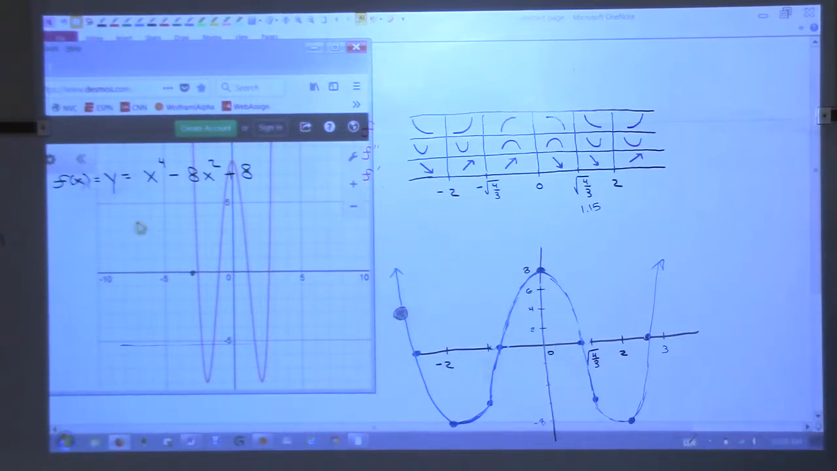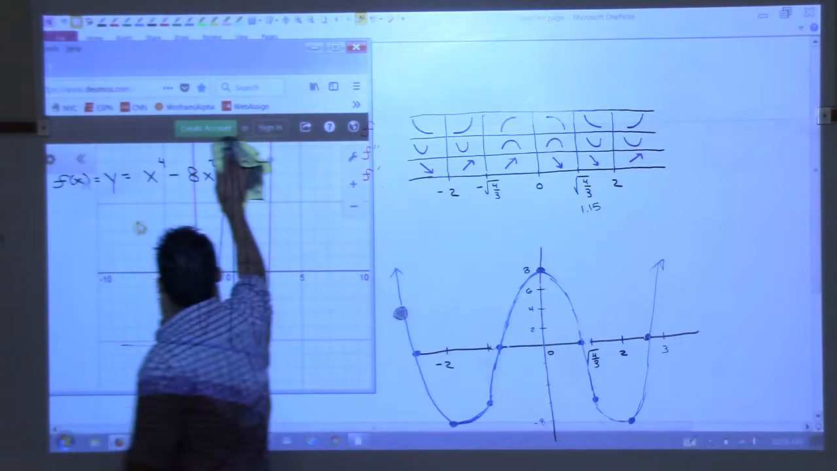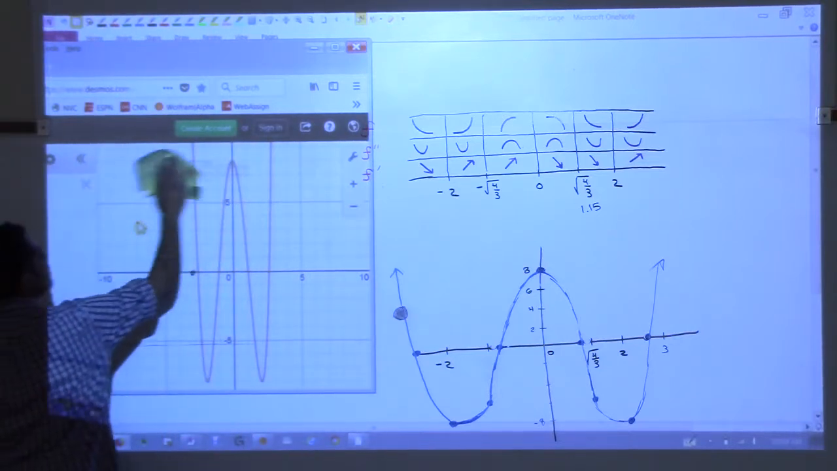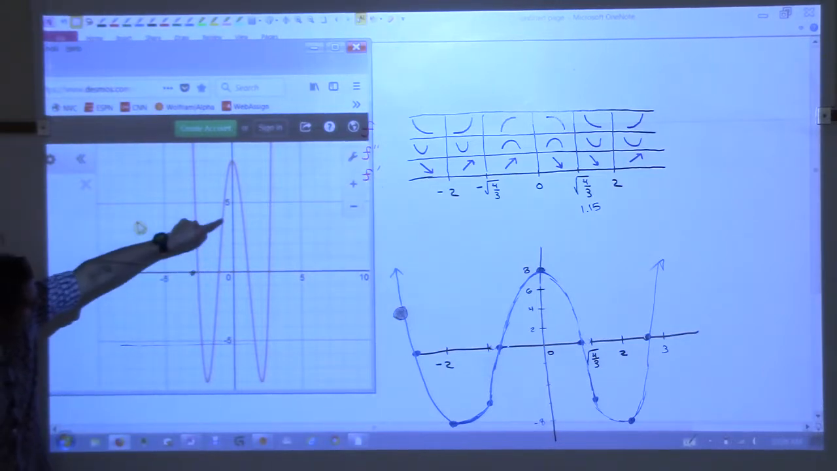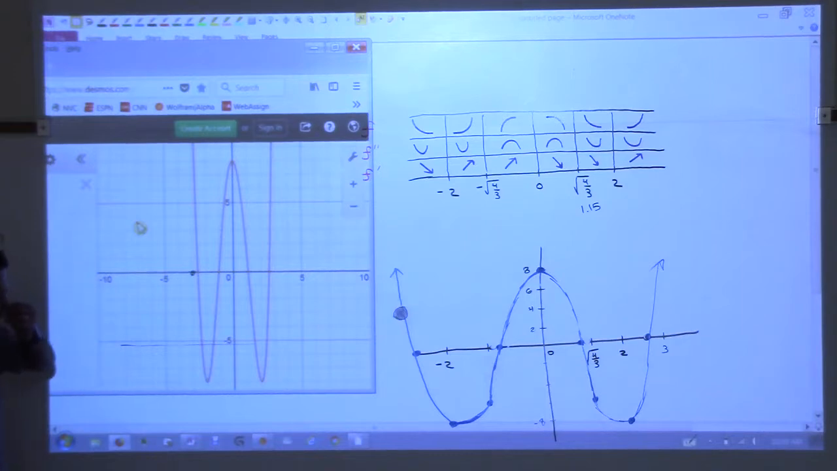There it is. See? Right here. Where's the inflection point? Might be hard to see it here, right?